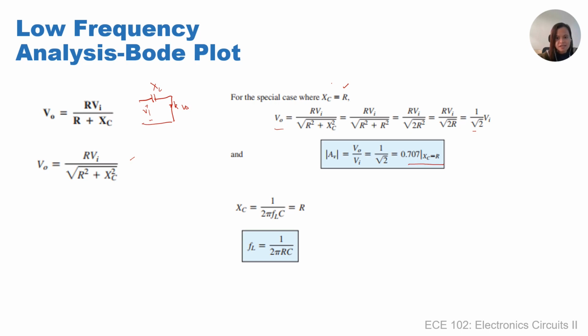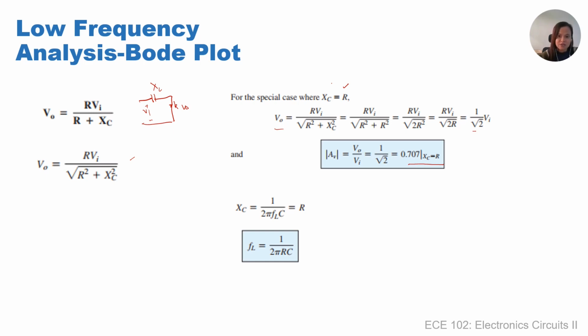That scenario, where XC is equal to R, is the value for 0.707, or the cutoff frequency, as discussed previously. Whenever the value of the output parameter is equal to 0.707 of the input parameter, that is what we call the cutoff, the corner.